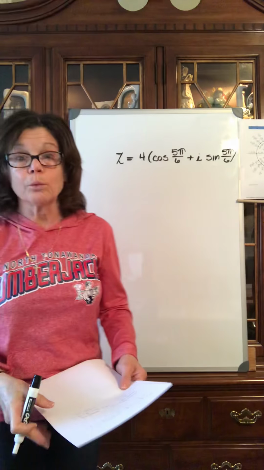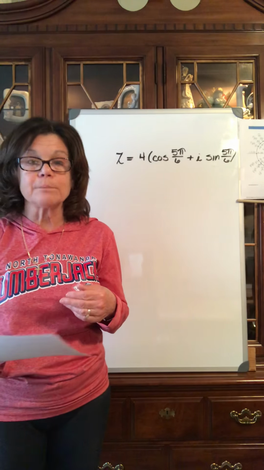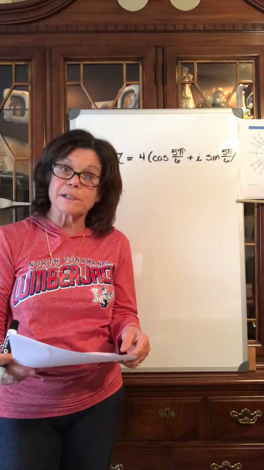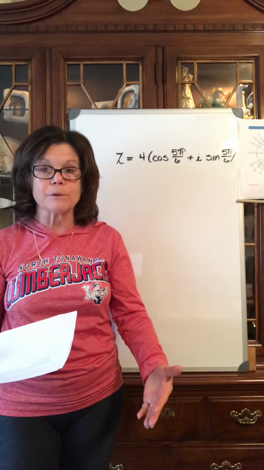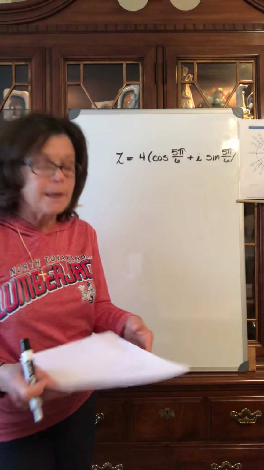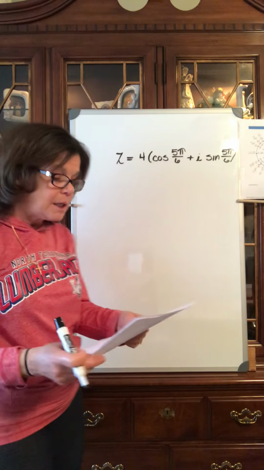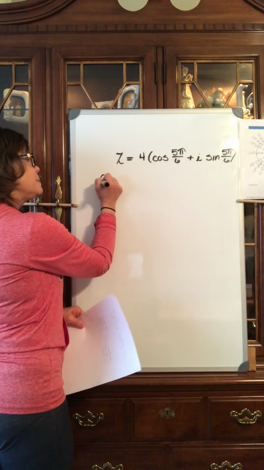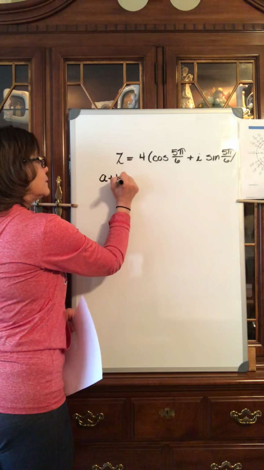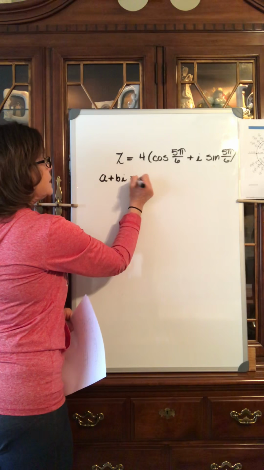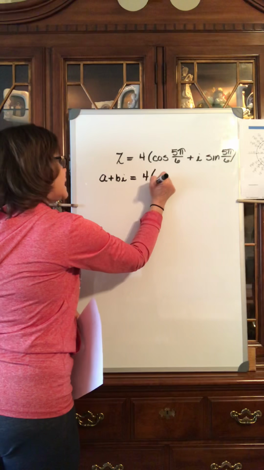In example number 4, we're given the trig form of the complex number, and we have to write it in complex form, a plus bi. So we're going to kind of work backwards. This is really easier than the other examples that I've done. So my a plus bi form is going to be equal to 4 times.